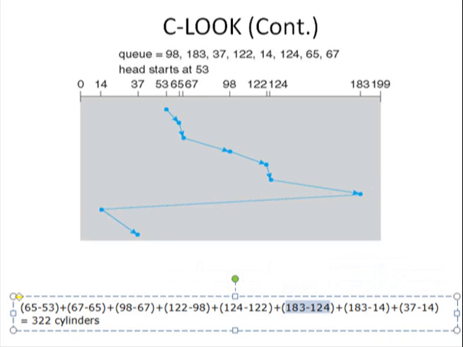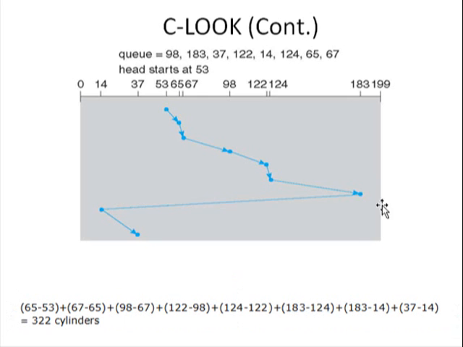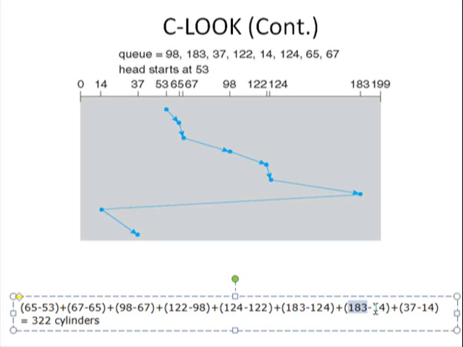Now here, if you had considered C-SCAN, the movement would have been from 183 to 199, which was not required as it is not present in the queue. So in the case of the LOOK algorithm or C-LOOK, it will go up only till the last request. That is why the last request is 183, so this movement won't be from 183 to 199. Directly from 183, it will move back to 14. So the subtraction will be 183 minus 14, then 37 minus 14. So the total number of head movements in terms of cylinders in the case of C-LOOK will be 322 cylinders.